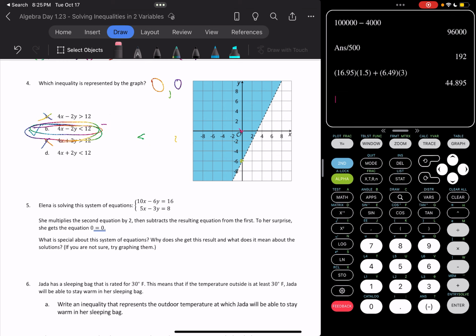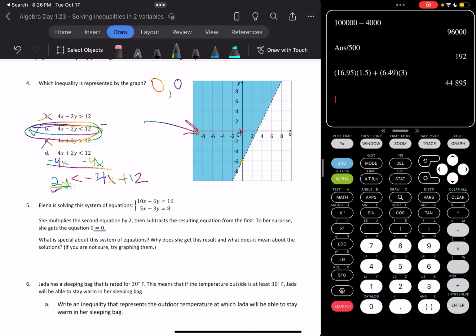Now, just looking at D, I can tell that we would have a negative slope, and this has a positive slope. So that also helps me, right? If I subtract 4x from both sides and then divide by 2, I'm going to have a negative slope, right? Negative 4x plus 12.